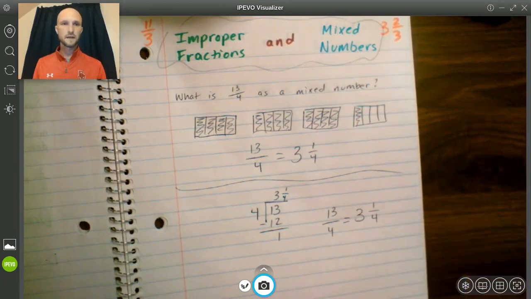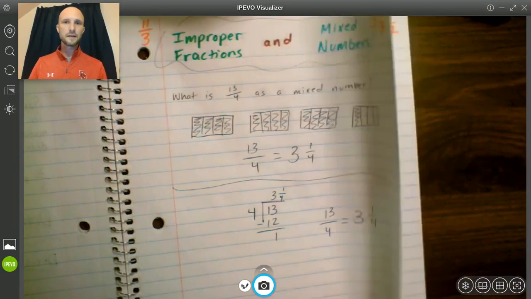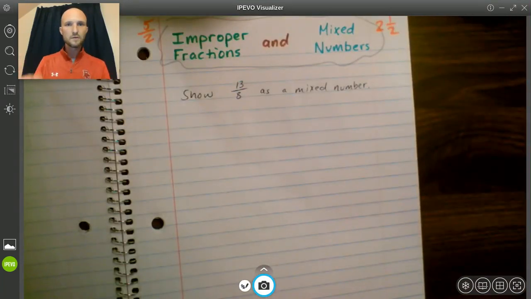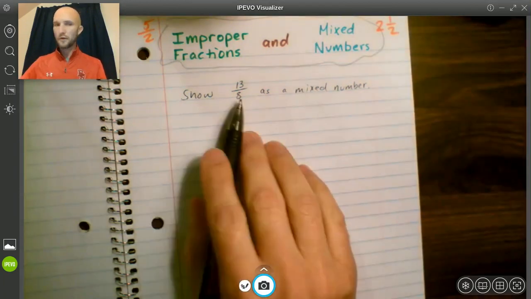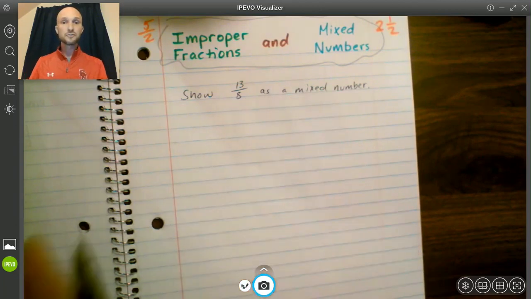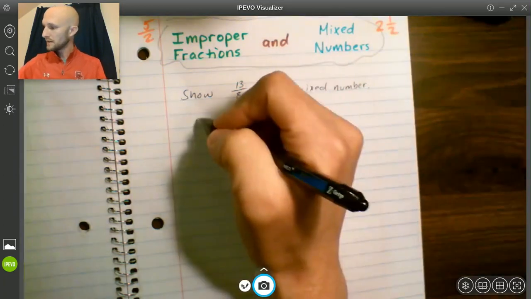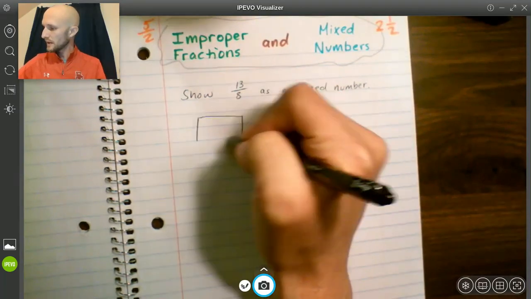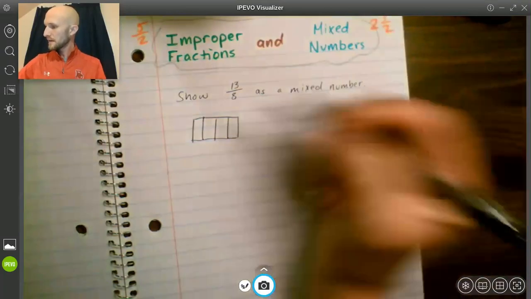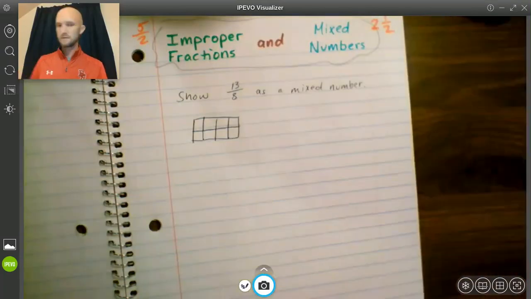Awesome. Okay, I'm going to do one more example, and I'd like you to slow down as we work through this one, and maybe pause the video and do some drawings as we move along. So we're going to show 13/8 as a mixed number. So let's start by drawing eighths until you have 13 of them. Pause the video whenever you like and work along with me. I'm going to draw eighths. So to do eighths, I do fourths and then draw a line across horizontally.